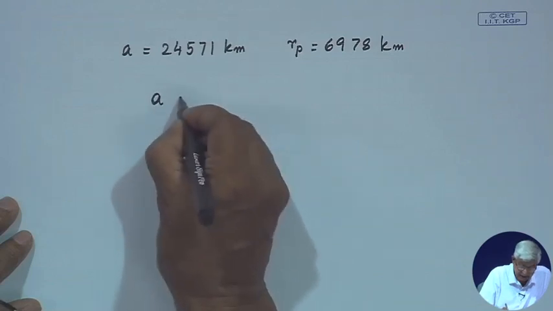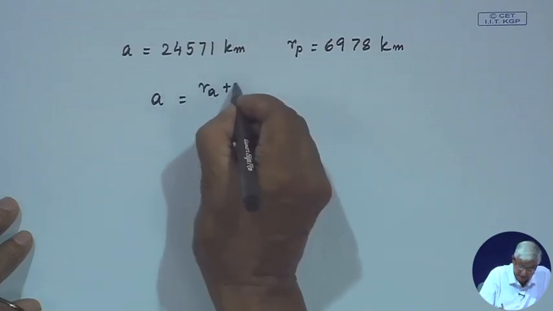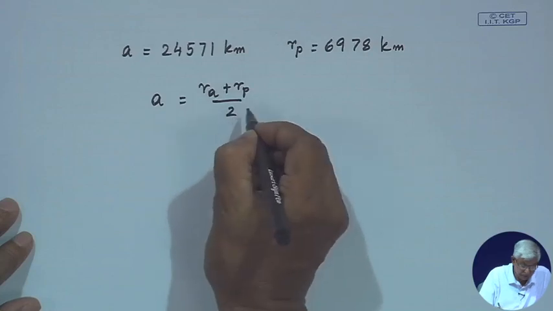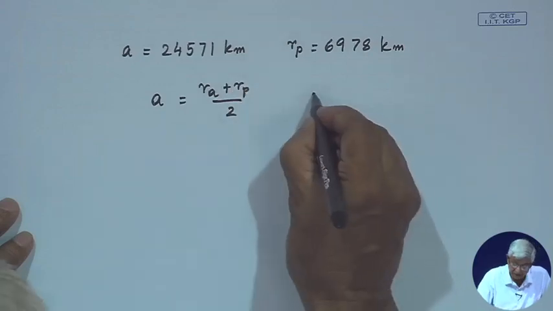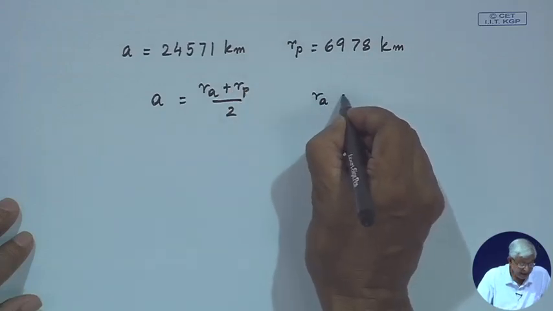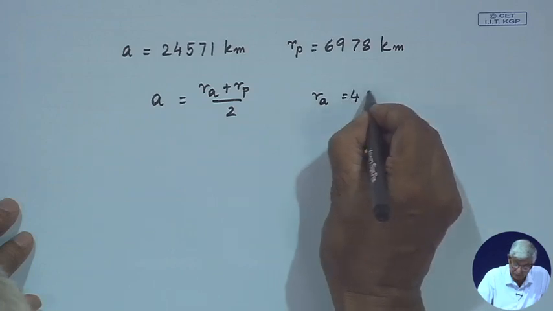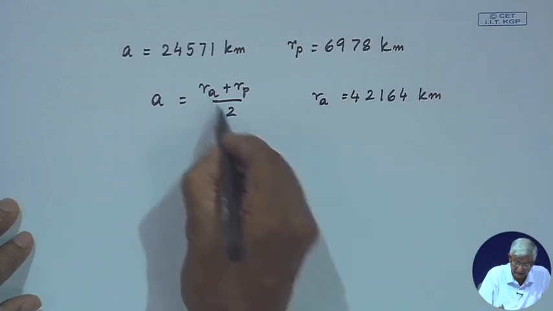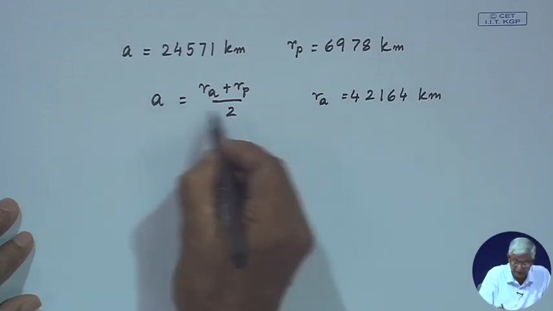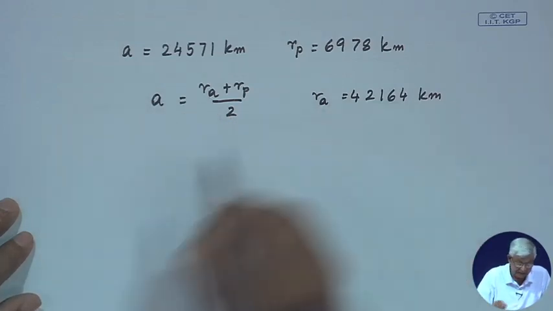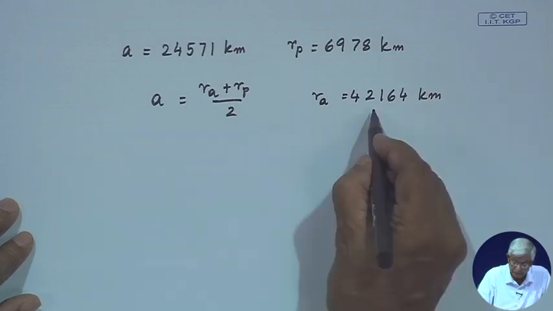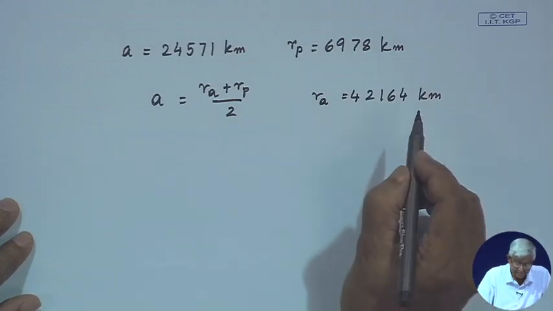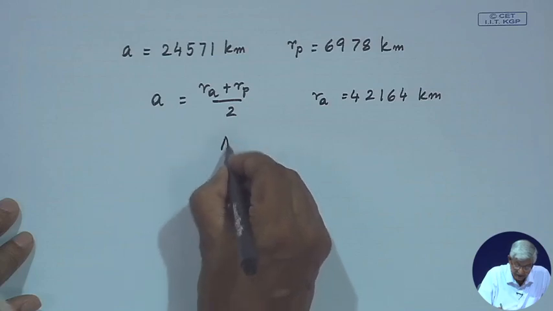So, A is (R A plus R P) by 2, and from this you can find out R A. It is just R A is equal to 2 into A minus R P, you can get this value, 42164 kilometer. So, what is the apogee height?